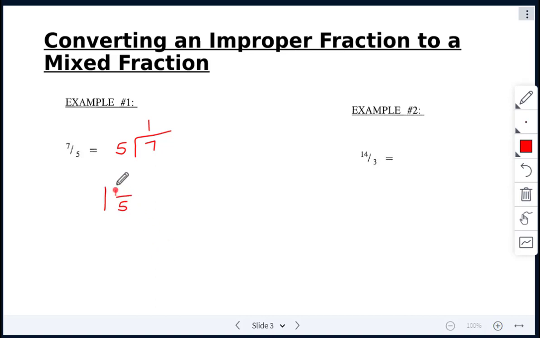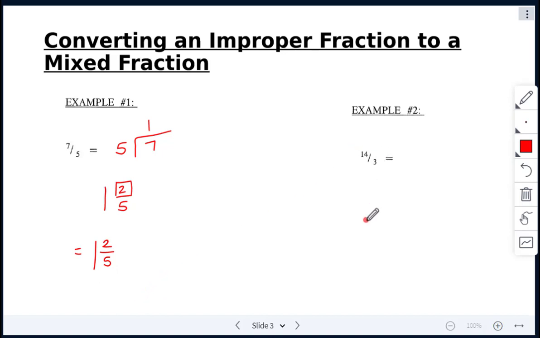And we have to figure out what the numerator is going to be here. So 1 times 5 is 5. We need 2 more to get to 7. So our answer is 1 and 2/5. All right, so our answer is 1 and 2/5, just written like that. All right, let's try the next one.